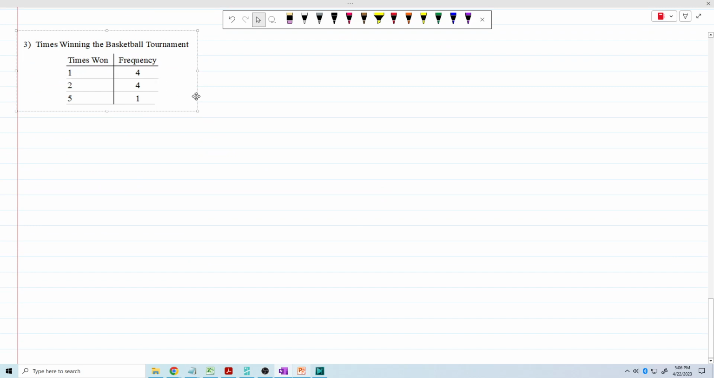Anyways, here we go. Frequency table. Once again, list out the numbers. We got 4 of number 1. So 1, 2, 3, 4. Okay, makes sense. We got 4 of number 2. 1, 2, 3, 4. And we have 1 of number 5. There it is.